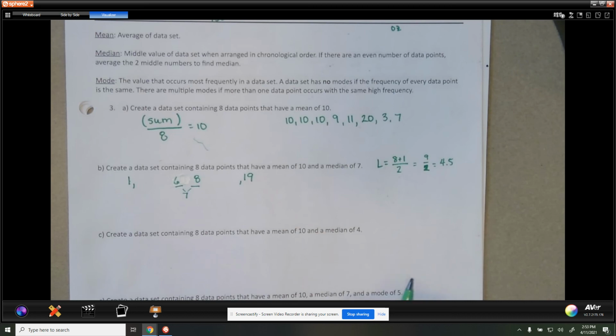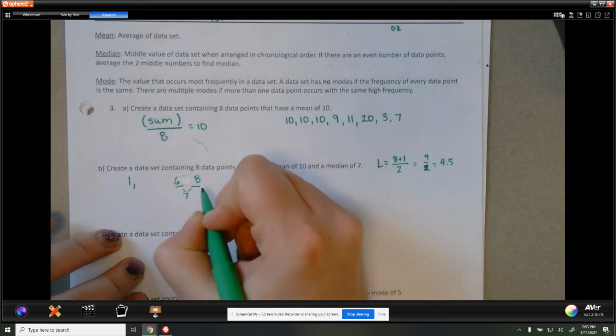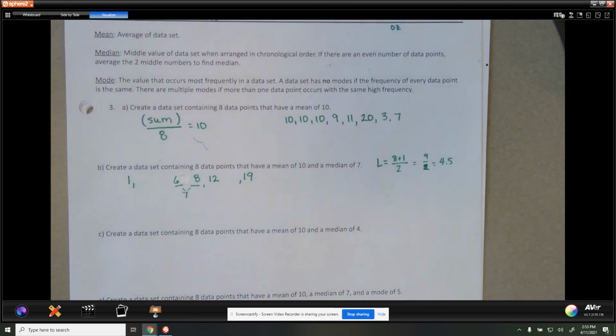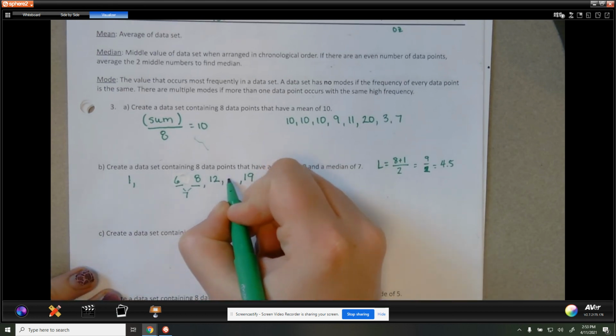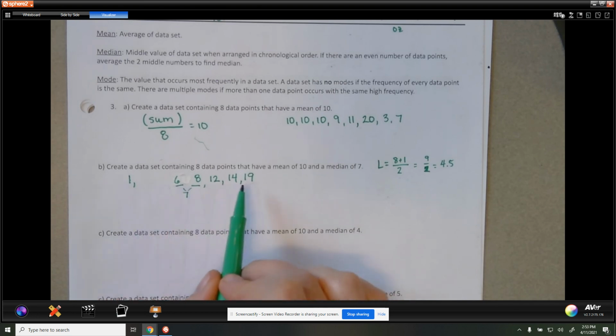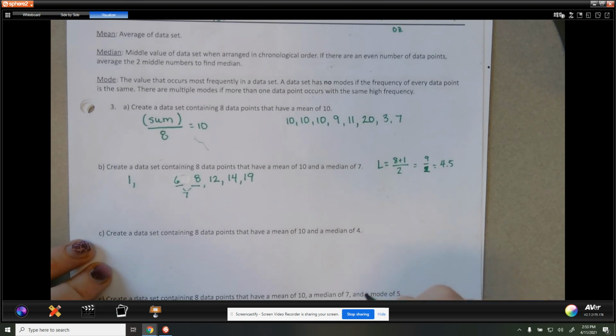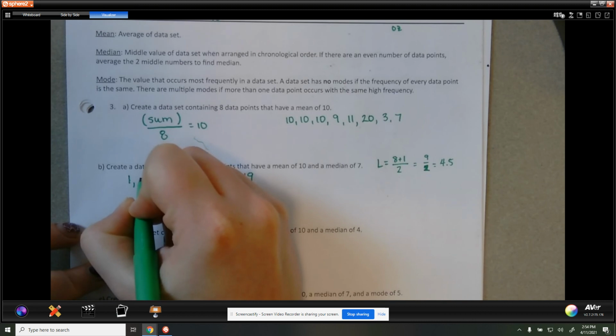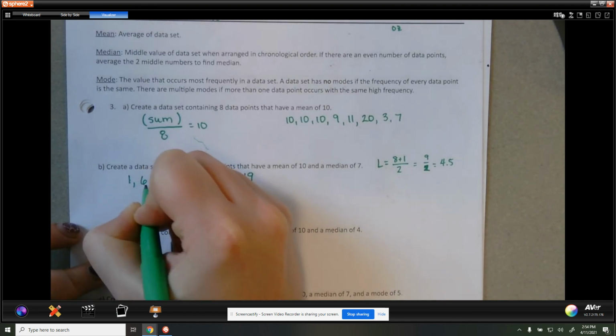All right, so let's see what I've got. 1 plus 19, that is 20. Let's say I put a 12 in here. That would get 8 plus 12 is another 20. I could do a 14. That's another 20. So 20 plus 20 plus that's 60. Okay. And so now I need to add to another 20. So I could do, let's see. I mean, yeah, that's fine. So let's do 6.